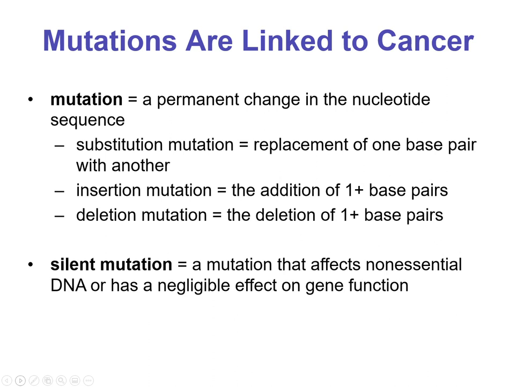Mutations are linked to cancer, and this is something that you've already been introduced to, I'm sure, in biology classes. A mutation is a permanent change in the nucleotide sequence. There are different types of mutations, and again, you've probably heard of these too. You can have a substitution, where you replace one base pair with another. You can have an insertion, where you add in one or more base pairs, or a deletion, where you take some out. A silent mutation is a mutation that affects non-essential DNA, so it's something that doesn't have a gene product, or that gene product doesn't really do anything, or has negligible effect on gene function.